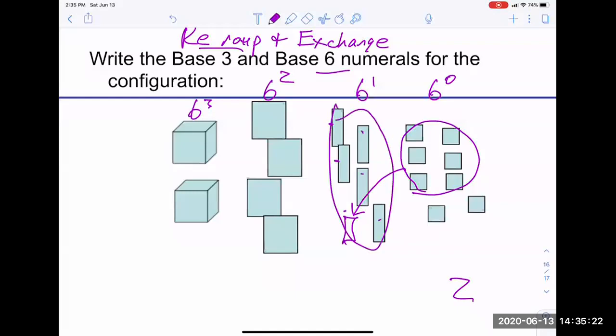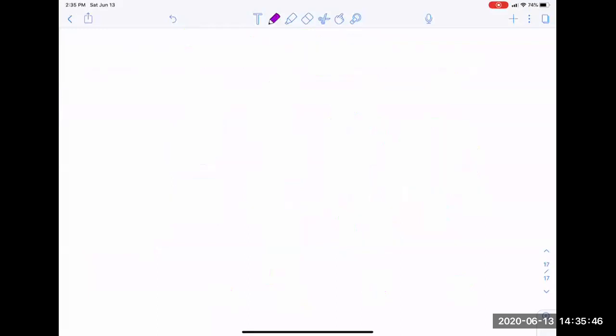Okay. 0 left over. I get 1 of these. 1, 2, 3, 4, 5. There's no regrouping. There's 5, and there's 2 of those. So my numeral is 2502, base 6. So you can practice this with any base that you want. And that's it.